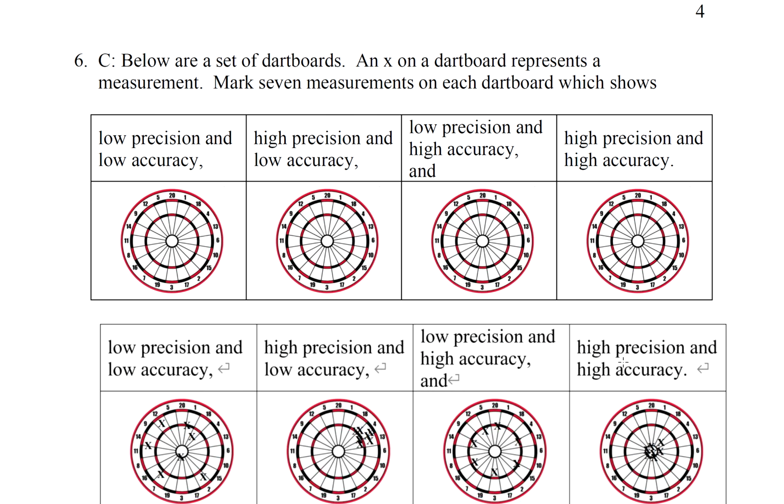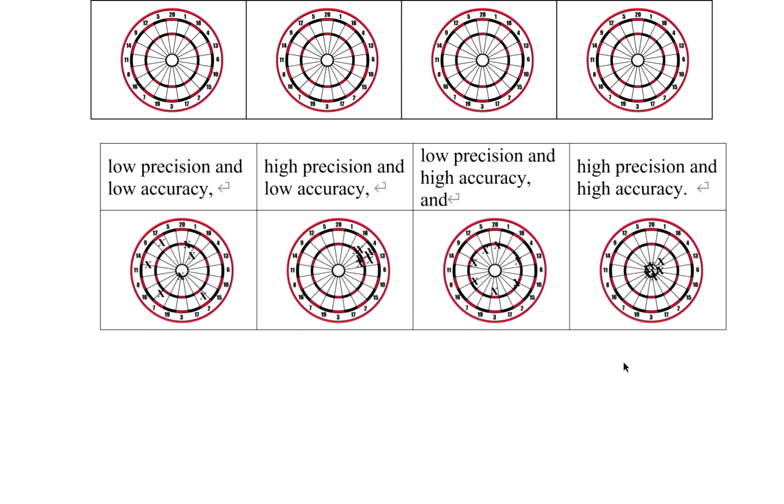Question 6. Below are a set of dartboards. An X on a dartboard represents a measurement. Mark 7 measurements on each dartboard, which shows low precision and low accuracy. So on the left, you have low precision, low accuracy, meaning the values are spread all over each other. High precision and low accuracy, you could see the measurements are all very close to each other, but they're far away from the center being the correct value.